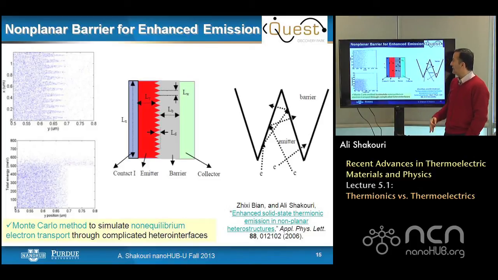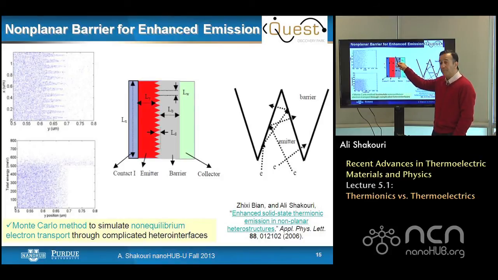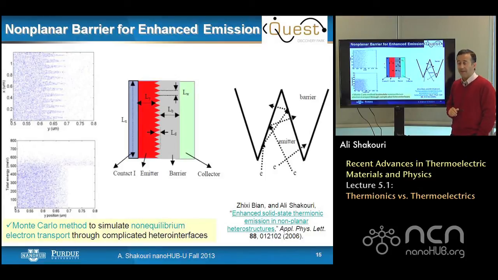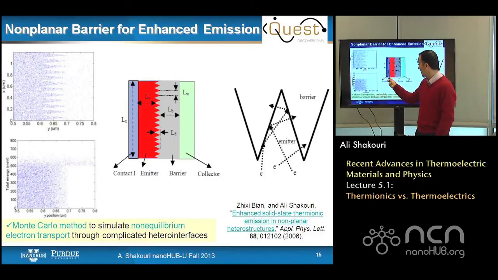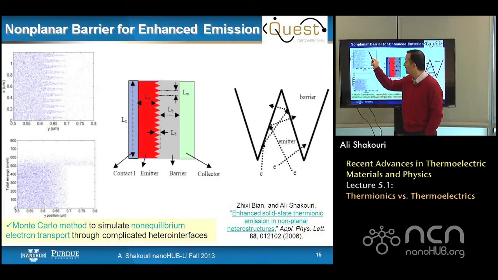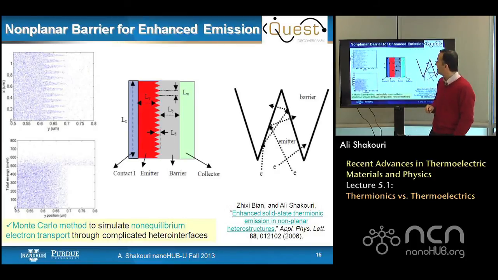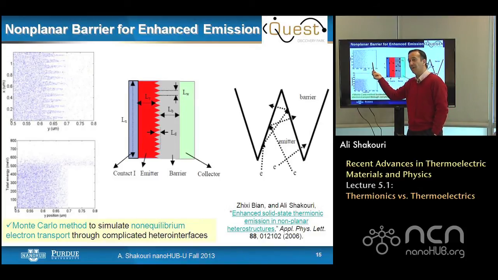As I said, it comes from symmetry. A simple idea is, between the emitter and the barrier, let's break the symmetry and make it a zigzag, non-planar barrier. It's complicated to model this using analytical equations, but you can use a Monte Carlo. A simple Monte Carlo here shows the populations of electrons in this structure, top view. You can see lots of electrons in the emitter, and you can see nicely the zigzag barrier, and some of them are emitted above the barrier.